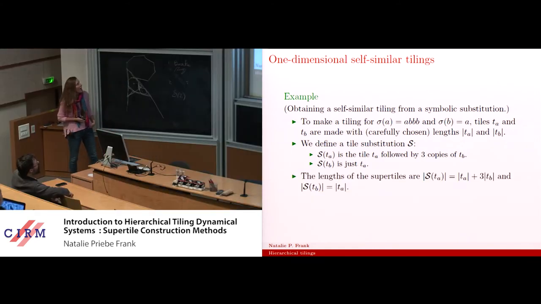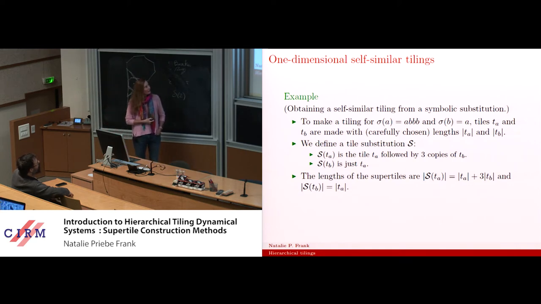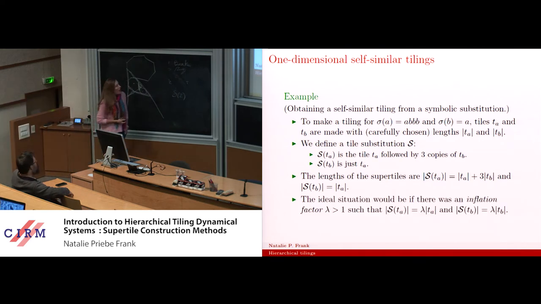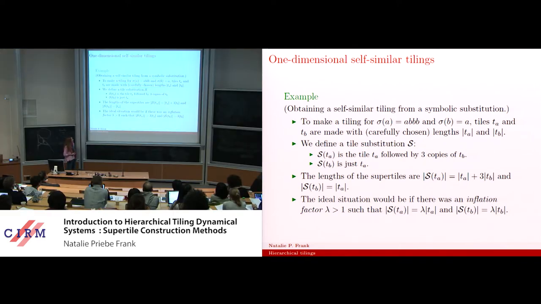All right. And so obviously the lengths would be for A, whatever the length of A was, plus three times whatever the length of B was, and the length of the substituted B tile is just whatever the length of A is. So the ideal situation from a geometric standpoint is that there would be some kind of inflation factor, which tends to be called lambda, so that when you substitute the A tile, it's just a rescaling or an inflation of A, and when you substitute the B tile, it's a rescaling of the B tile by the same amount.